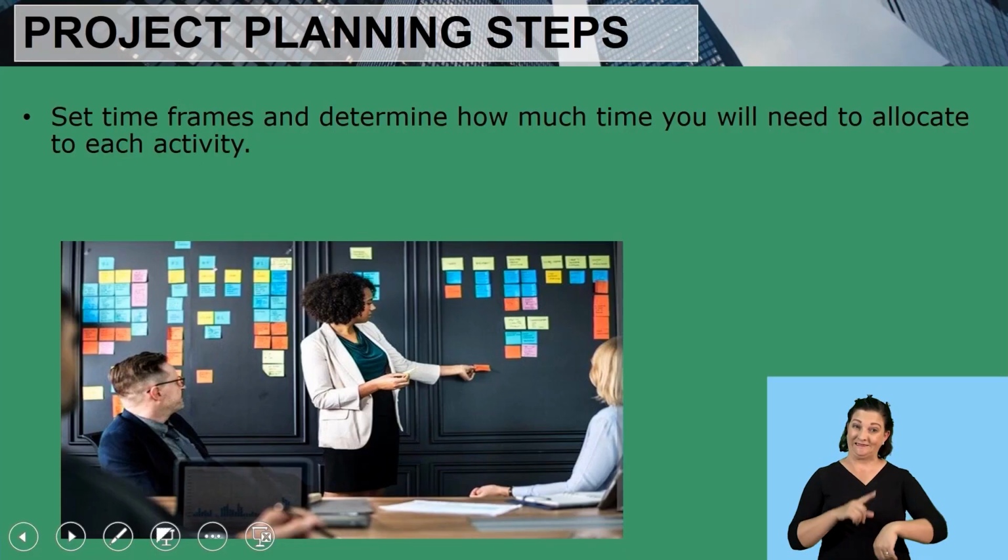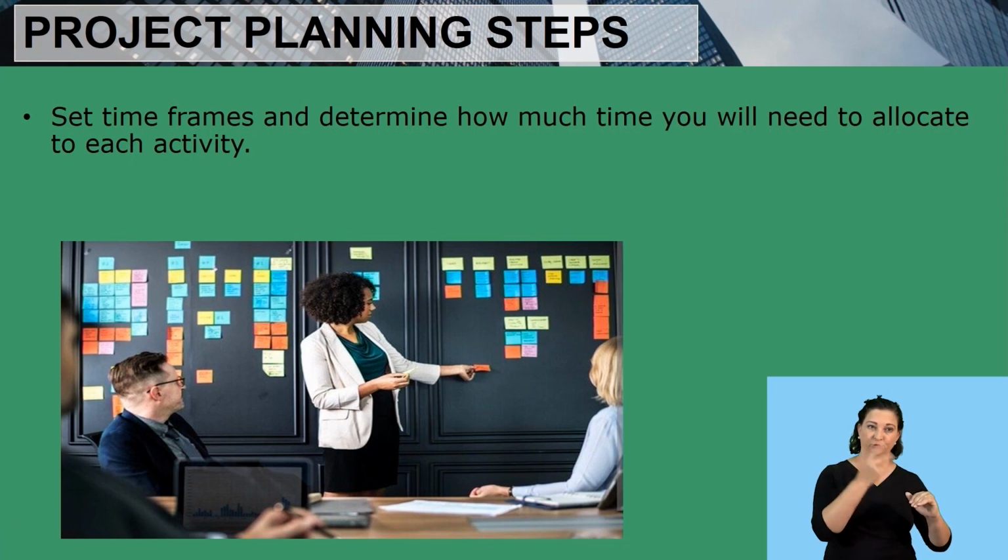Then another step is to set time frames and determine how much time you will need to allocate to each activity. Another thing that we need to do is set a time frame. Know that by this particular time, this particular activity has to be completed. In order for us to be able to allocate activities correctly, we need to set the time.